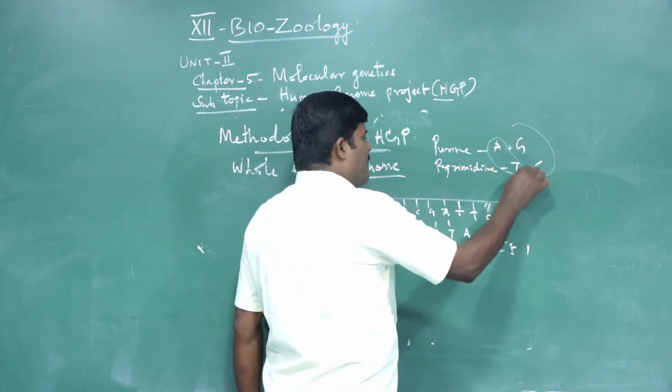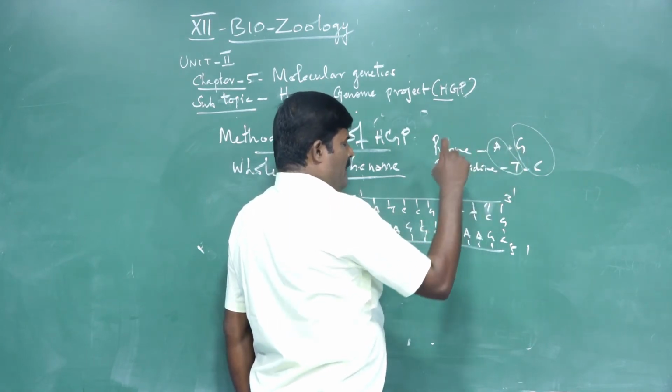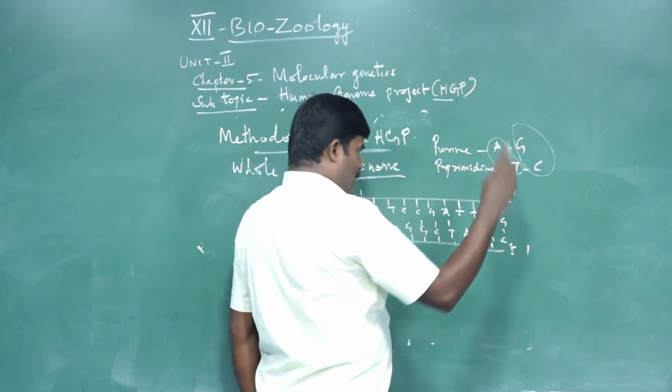Guanine always combines with cytosine. But purines are adenine and guanine. Pyrimidines are thymine and cytosine.